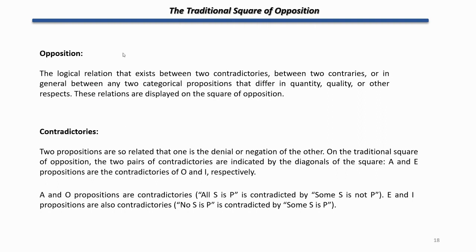That is the logical relation that exists between contradictories, contraries, or in general between any two categorical propositions. What contradictories and contraries are will come. So opposition means any logical relationship between two propositions.